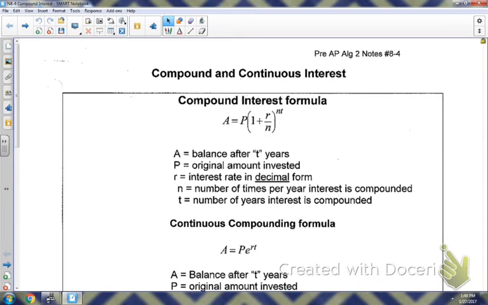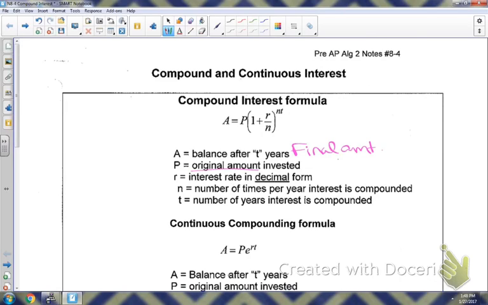Okay, so on notes 8.4, we're going to be looking at compound and continuous interest formulas. On this compound interest formula, A is going to represent the balance after t years, so it's going to be your final amount. The P is going to be the original amount, the amount that you're starting with. R is going to be your interest rate in decimal form.